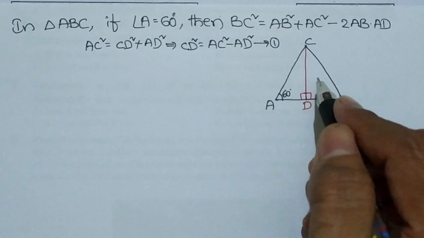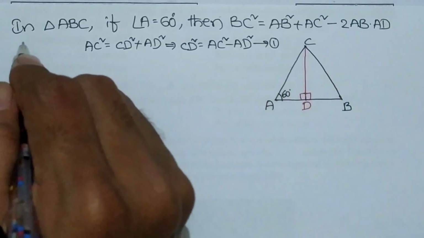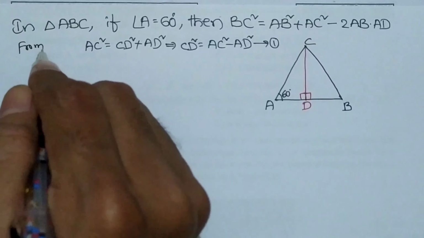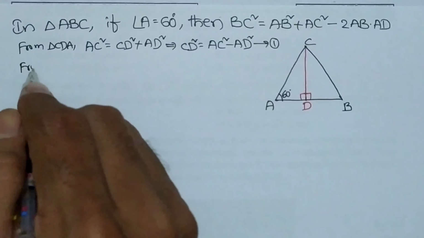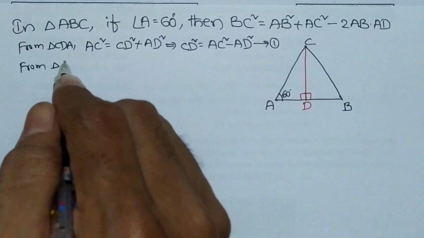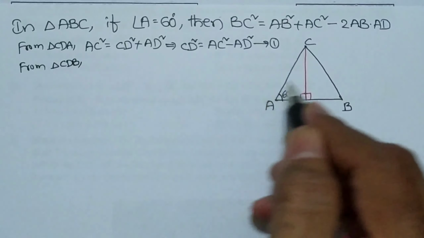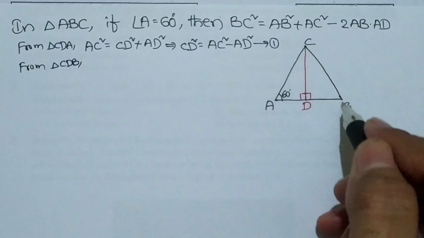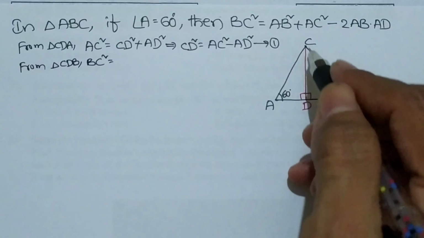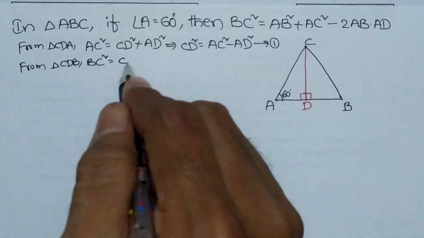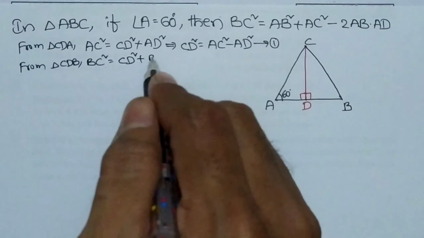Now let us consider this triangle, that is triangle CDB. This is the triangle CDA. And now from triangle CDB, let us apply the Pythagoras theorem for this side. So BC square is equal to CD square plus BD square.